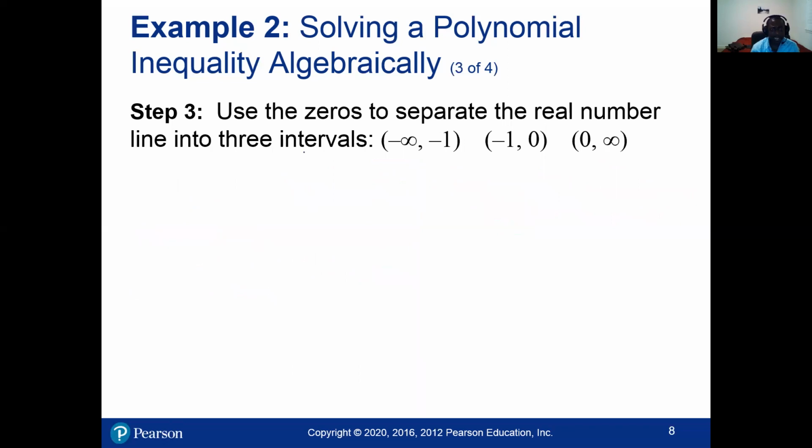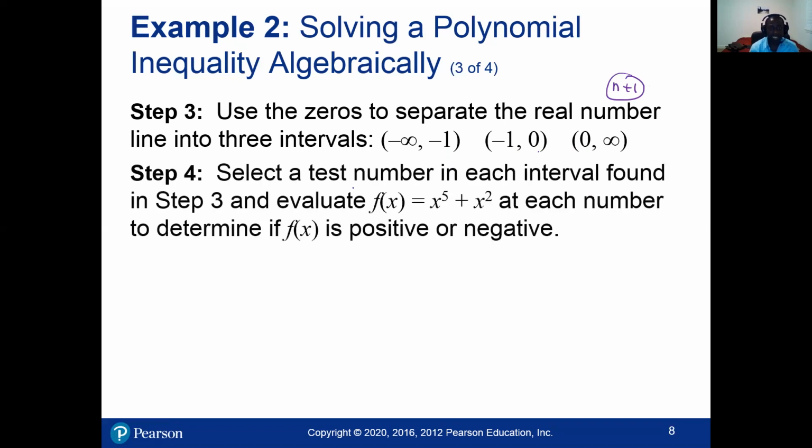Now step 3: I use the zeros to separate the number line into 3 intervals. Remember, it separates it into n plus 1 intervals, where n is the number of zeros you have. So if you have 3 zeros, it will separate the number line into 4. If you have 5 zeros, it will separate into 6 intervals. So we have from negative infinity to negative 1, from negative 1 to 0, and 0 to positive infinity.